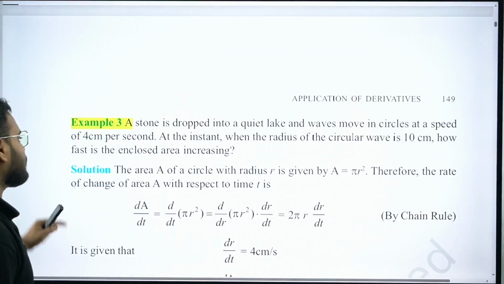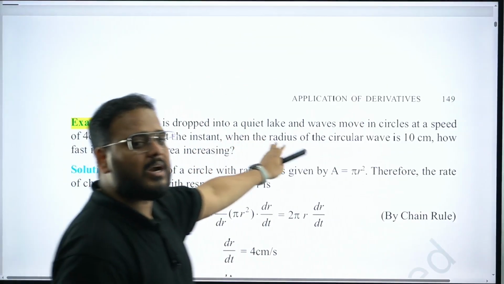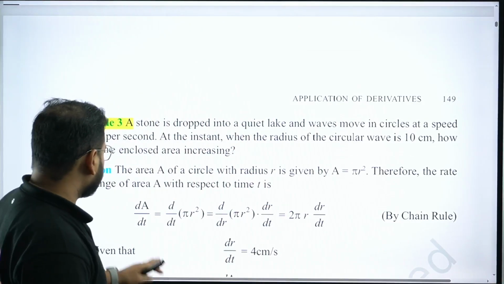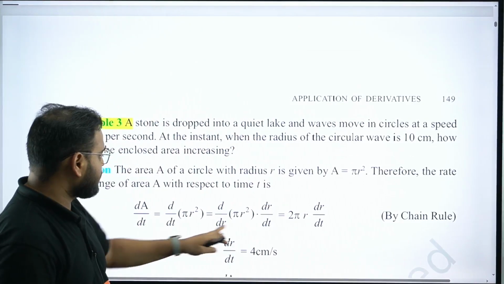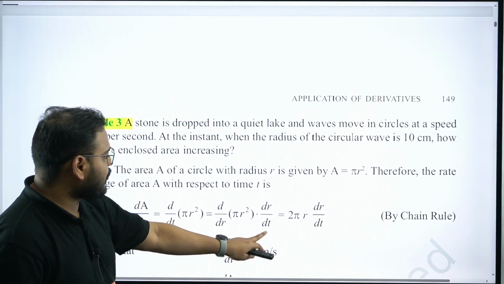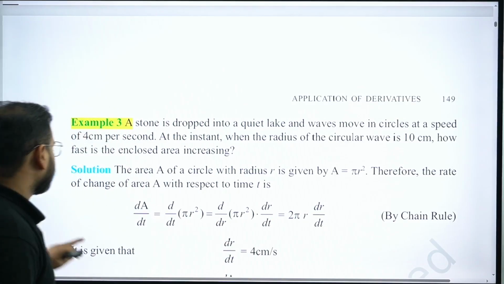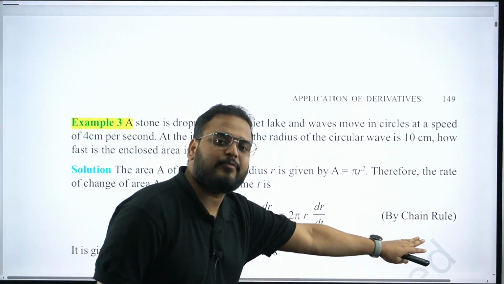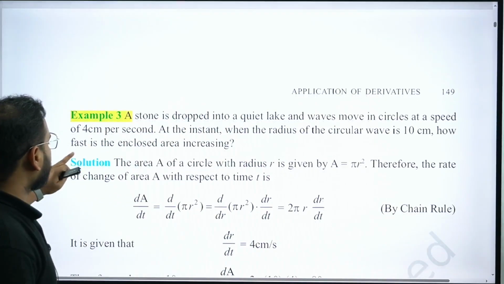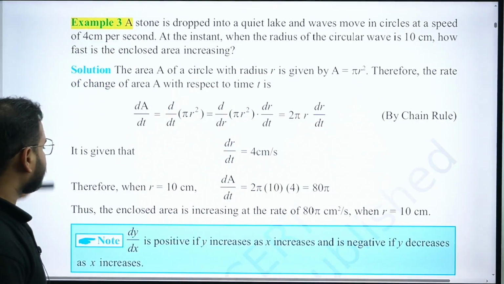Check example number 3 to solve. A stone is dropped in a quiet lake, same thing I said. You write dA by dr, and dr by dt is also there. You have the dr by dt value given here as 4 centimeter per second. Put it here by chain rule, same thing I explained for the example I took. You have to solve these kinds of questions also, very, very important.